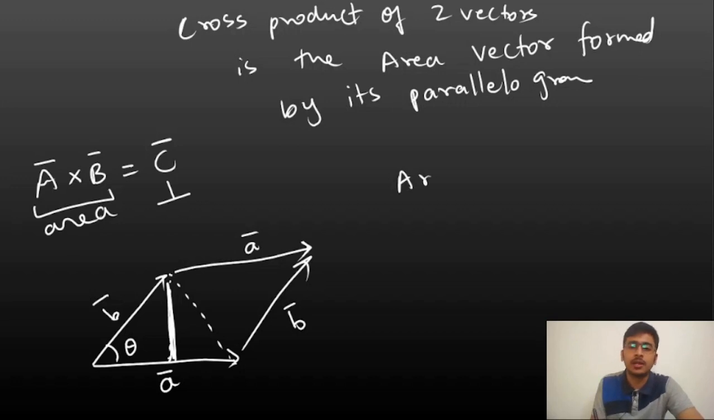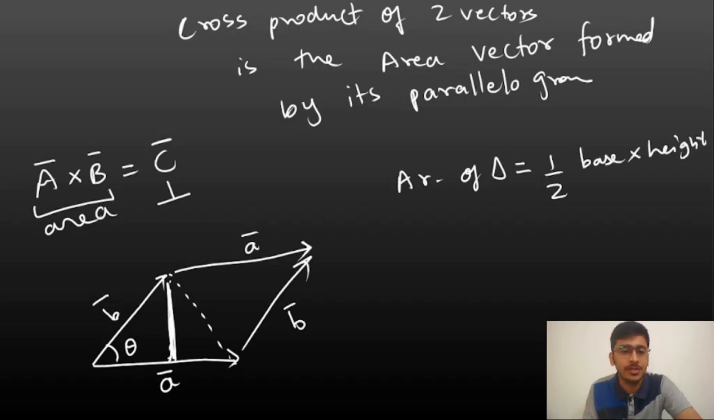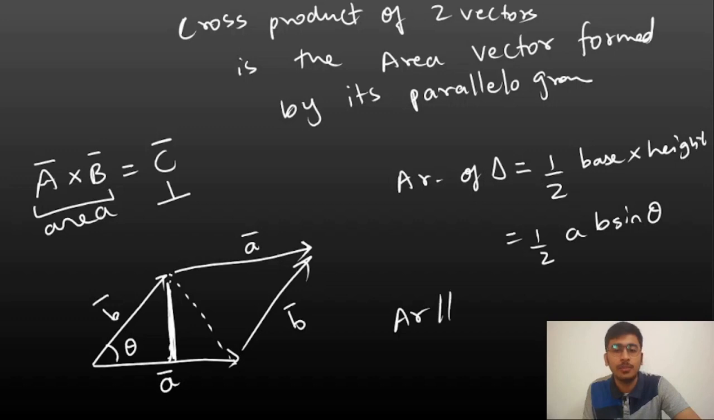Area of a triangle can be given as half times base times height. In this diagram, it's quite obvious that the base is A and the height is B sine theta, because I'm doing the components thing of B. So it is half times base A times height B sine theta. So the area of the parallelogram becomes 2 times this, so it becomes AB sine theta. Correct.